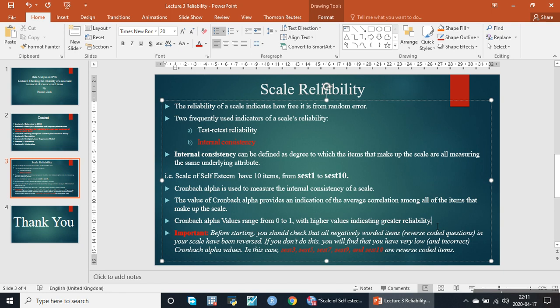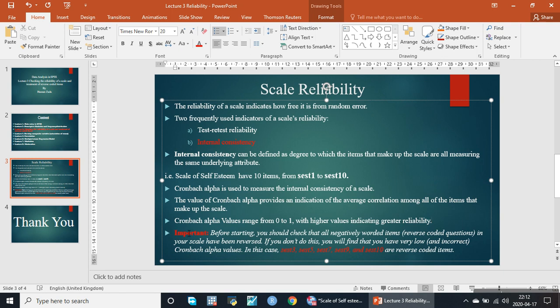If the value of Cronbach's alpha is higher, it means there is strong inter-item correlation and there is greater reliability of the scale. If the Cronbach's alpha is low, less than 0.50 or even less than 0.60, it means that there is low inter-item correlation and the scale is not reliable.